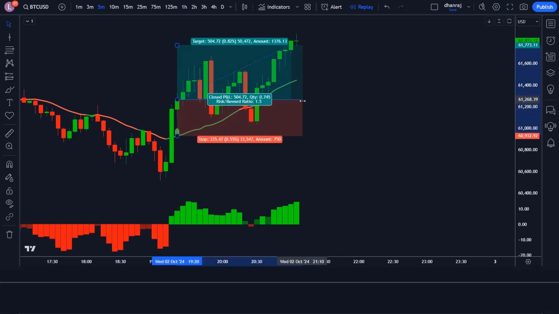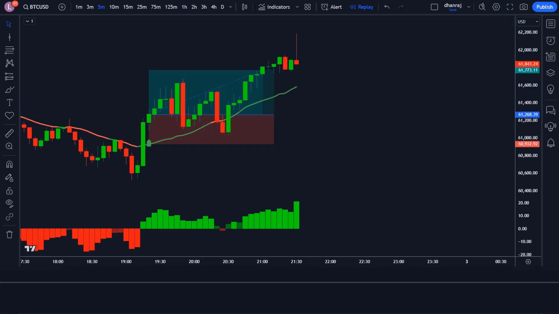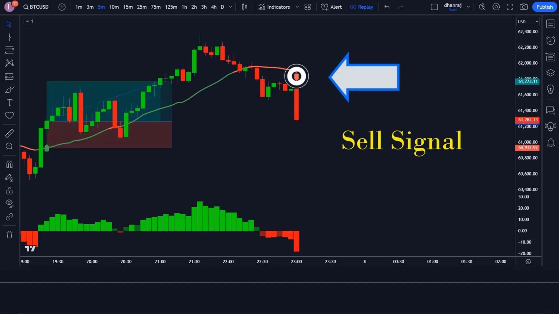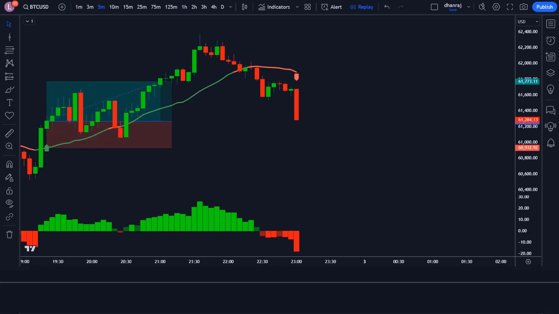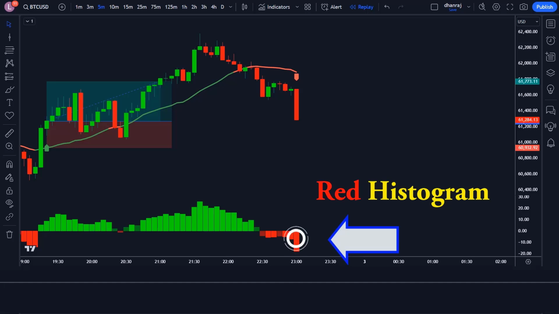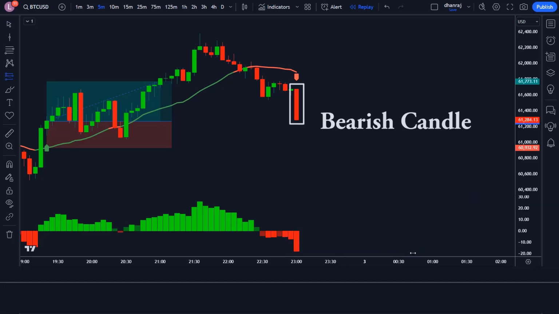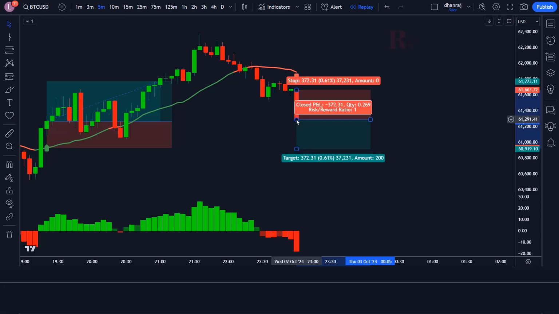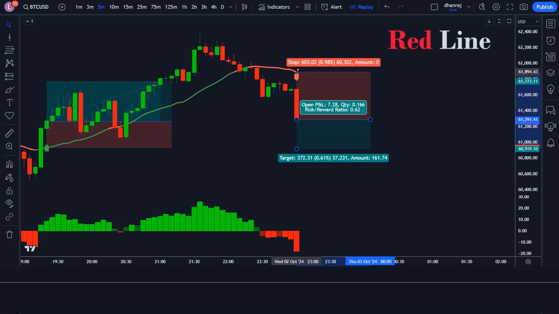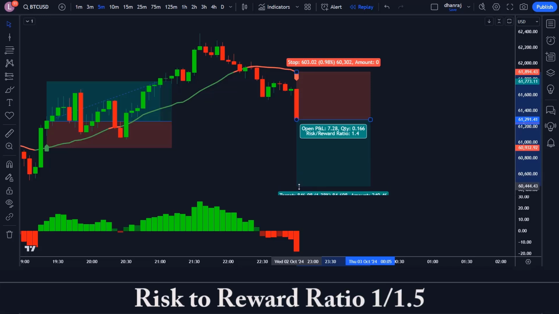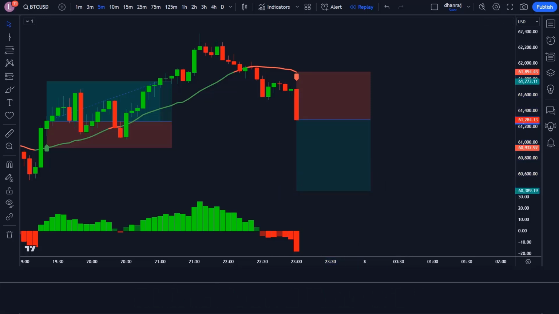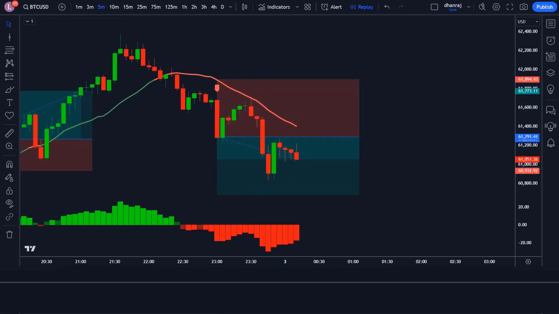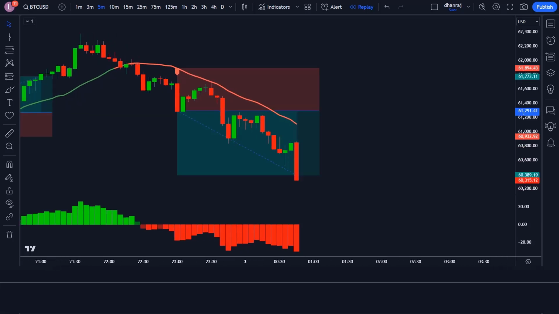Let us now understand the short position. When the logical trading indicator gives us a sell signal, when the ADX histogram with DI lines indicator shows a red histogram, and when the market forms a bearish candle, if this condition is fulfilled, then we will place a sell order. Our stop loss is to be placed at the red line. And the risk to reward ratio will be 1:1.5. The market has completely hit the target.